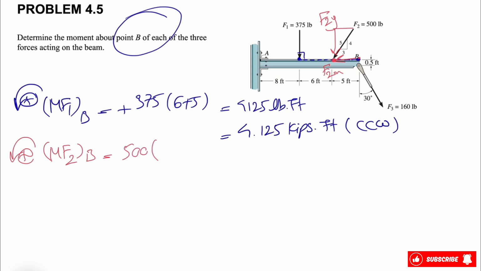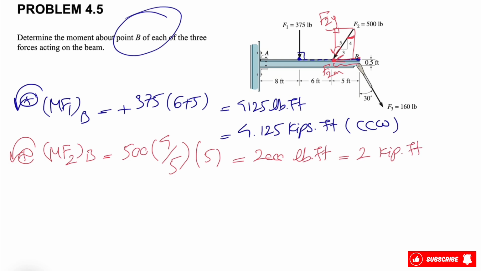And we have 500. If we look at this angle, what we need to find is the same as here, this angle, and we'll see that F2y will be the cosine of this angle that I'm showing here, or 4 divided by 5, which is adjacent divided by the hypotenuse. And the distance simply will be the distance from here to here, which is 5 foot, and we'll get 2,000. If we want to report it in kips, we're just going to divide it by 1,000, kip-foot. And since the moment is counterclockwise, I will have a positive sign.